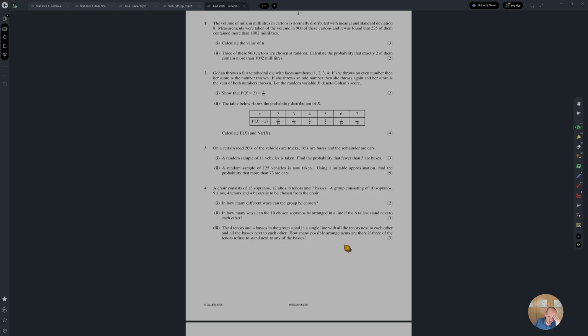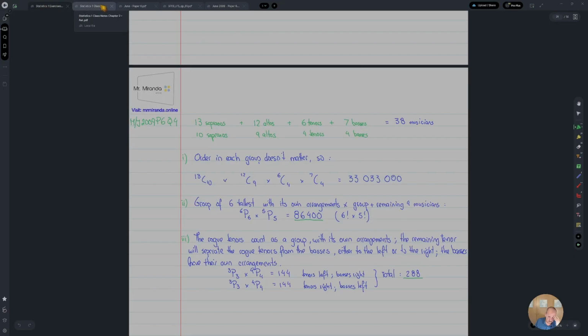Okay, so you can think in terms of the tenors and the basses, that you have the group of 3 rogue tenors on the left, the tenor that is in between the groups, and then the 4 basses on the right, or the 4 basses on the right, the tenor in between the groups, and the 3 rogue tenors on the left, right? I think that's all right. Yeah, I have it written anyway.